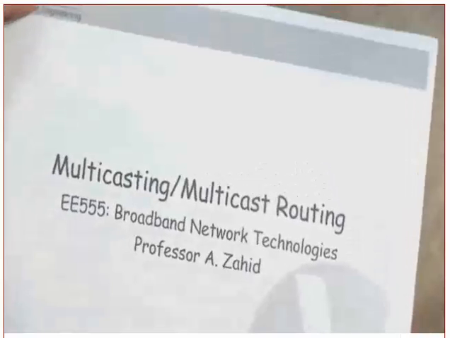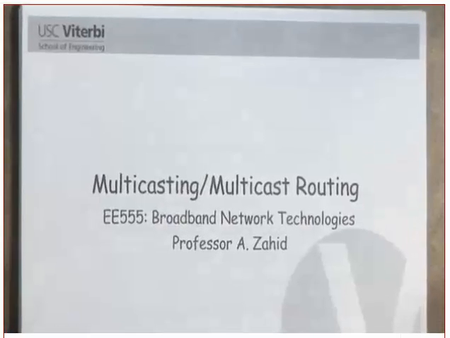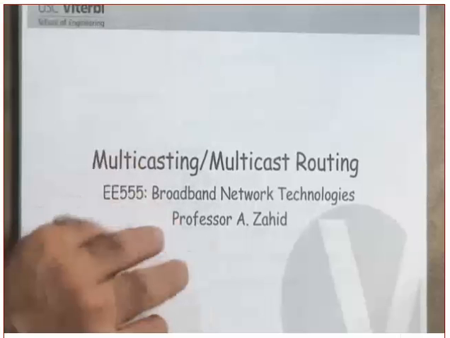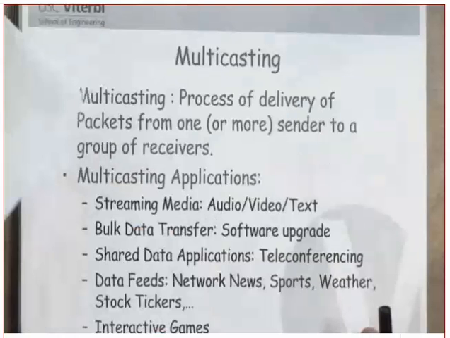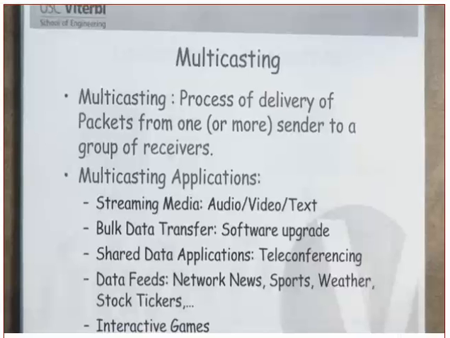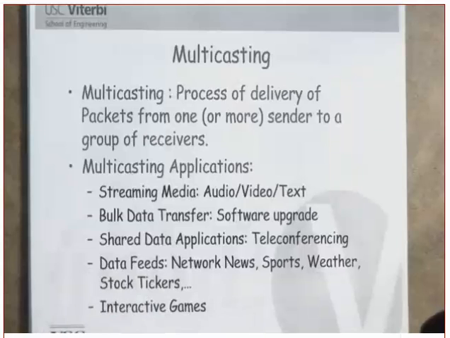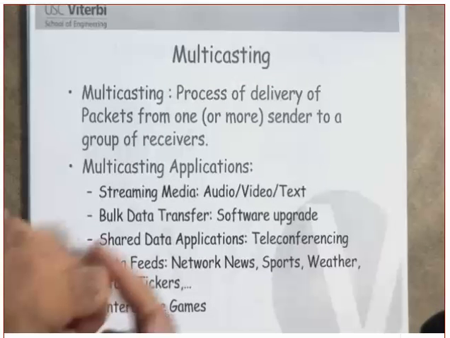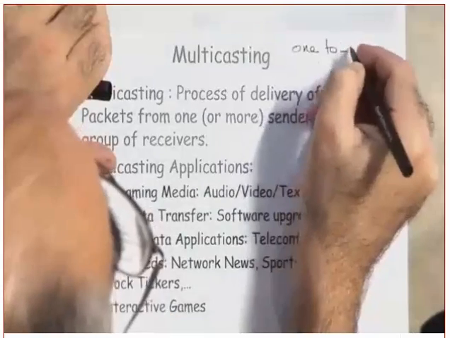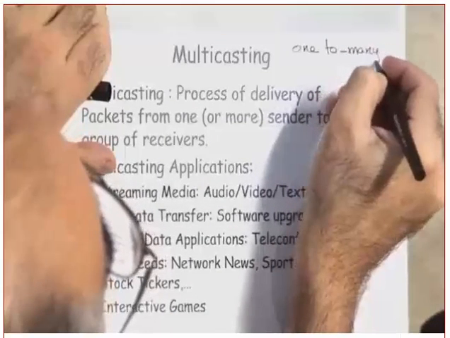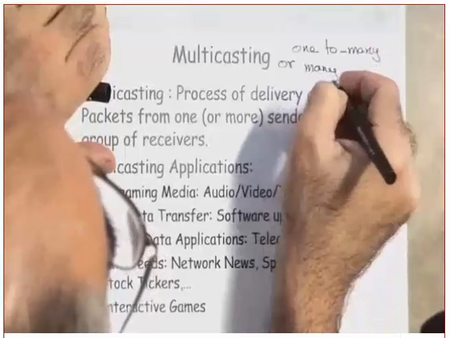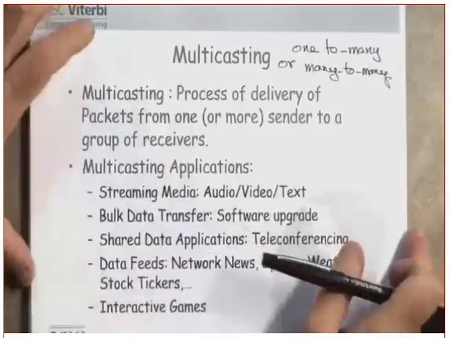So let's continue our discussion from last time. We started looking into casting, and we said multicasting is the process of delivering packets from one or more senders to a group of receivers. In other words, multicasting could be one to many or many to many. It could be one to multiple receivers, or multiple senders to multiple receivers, depending on the application.